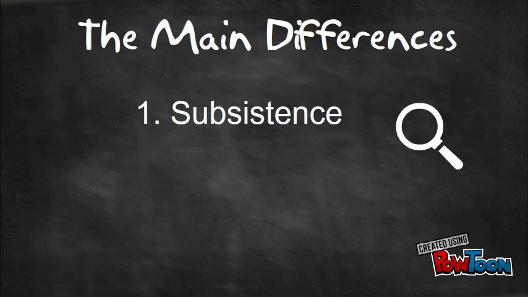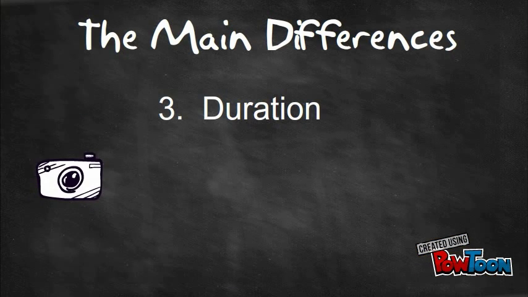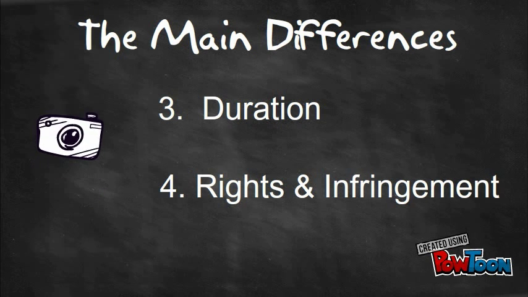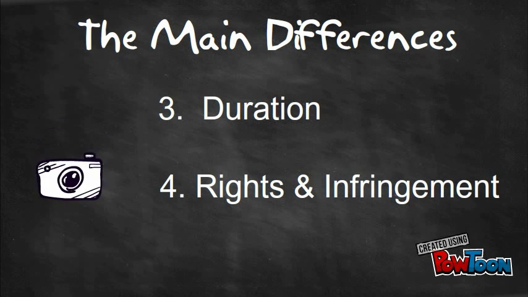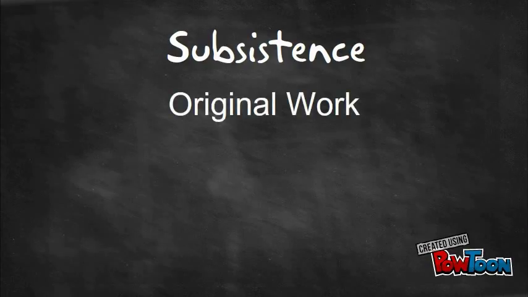1. The types of subject matter within which the copyright protection subsists. 2. The parties who can have ownership over the copyrighted subject matter. 3. The duration of each copyright protection. And 4. The rights afforded by each type of copyright protection and their necessary grounds for infringement. So firstly, we will discuss subsistence.